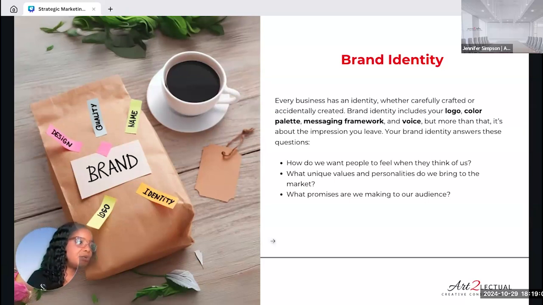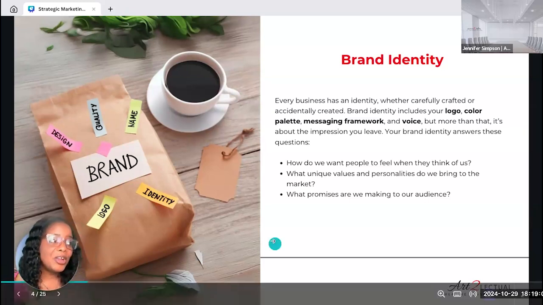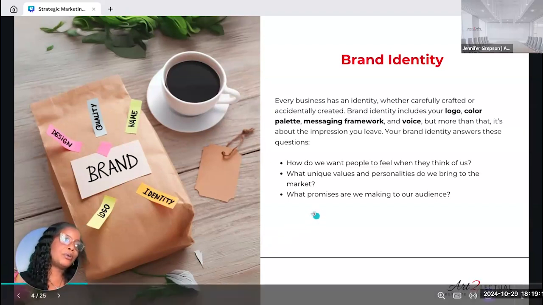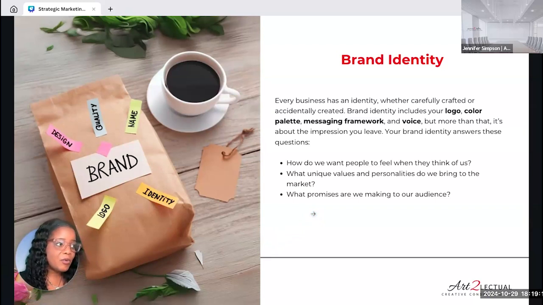So, moving forward, like, how do you want people to feel when they think of us? What unique values and personalities do we bring to the market? And what promises are we making to our audience? All right, so we'll take a minute and think about some of the brands that you don't even have to see the name of it to know what it is.